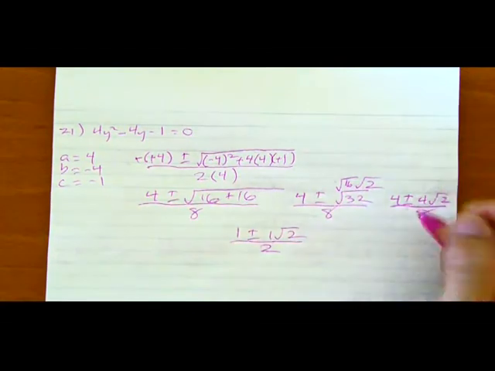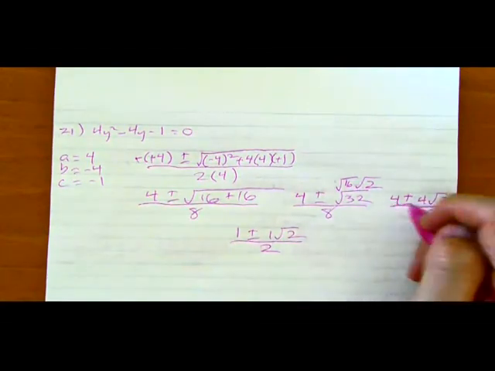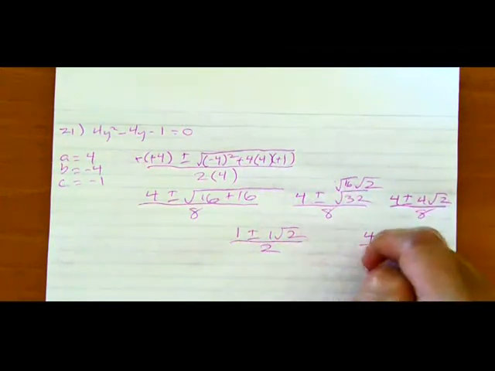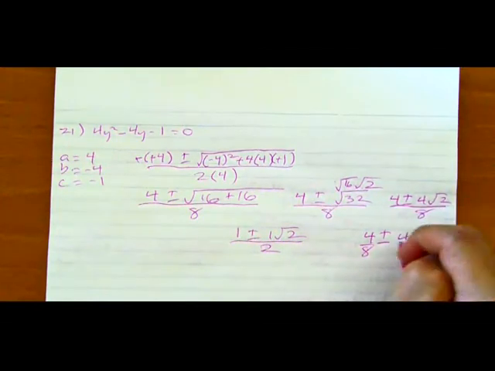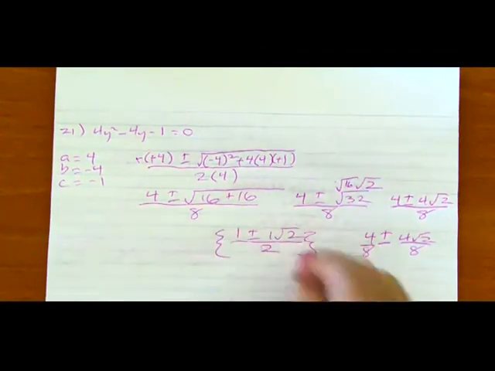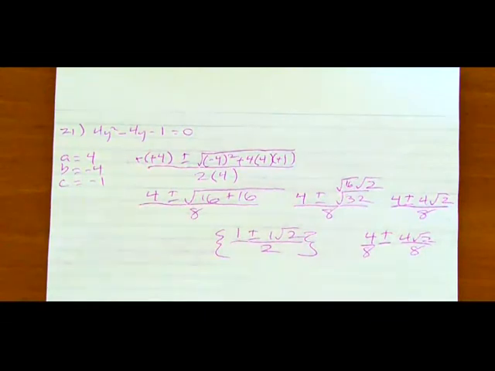Again, if it's easy to see, you split it up so that they have the same denominator. 4 over 8 plus or minus 4 radical 2 over 8. And if you simplify, that's where you end up. That's your values of x, or y in this case, sorry.